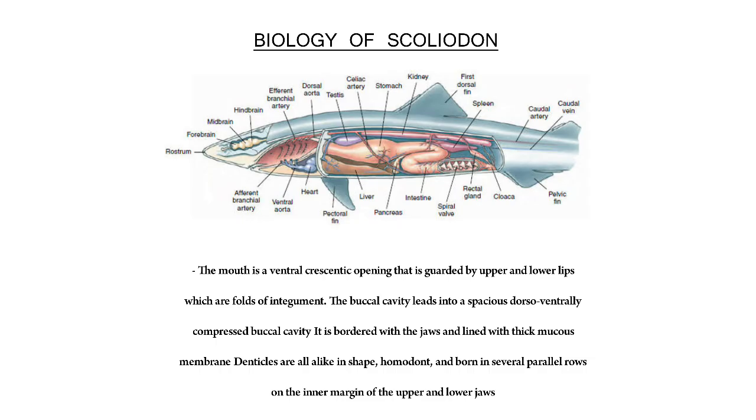And denticles, or their dents, which is their teeth, are all alike. I've already said it. They are homodonts or monodonts, and they are born in several parallel rows in the inner origin of the upper as well as the lower jaw. The buccal cavity merges posteriorly with the large pharynx.